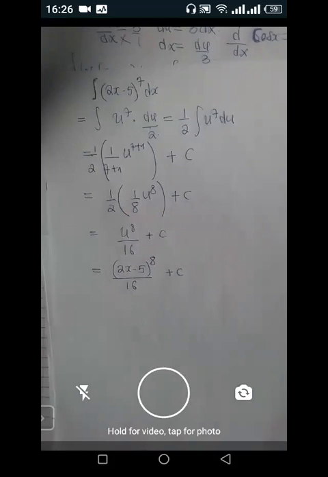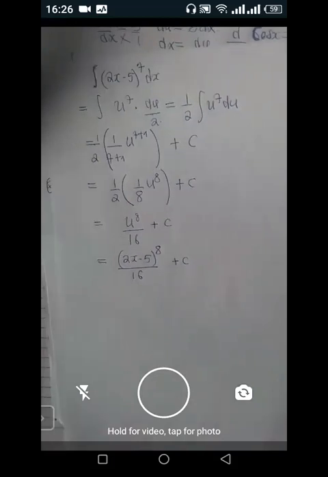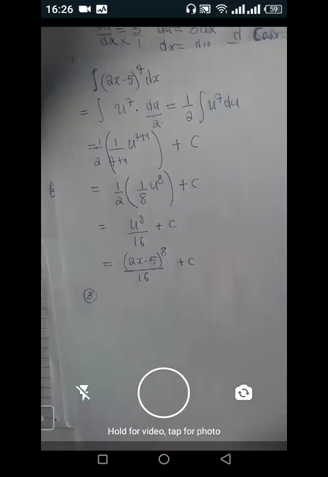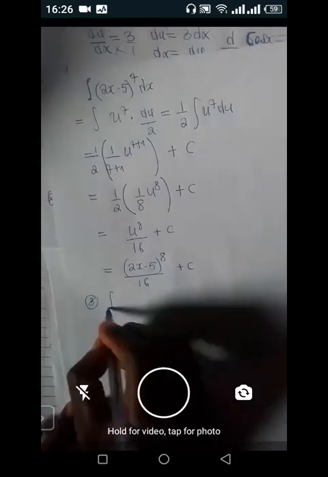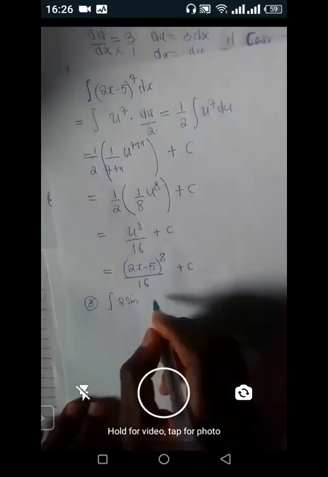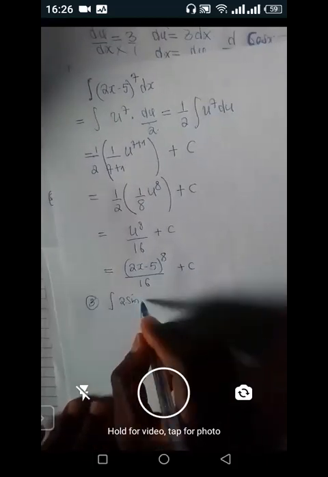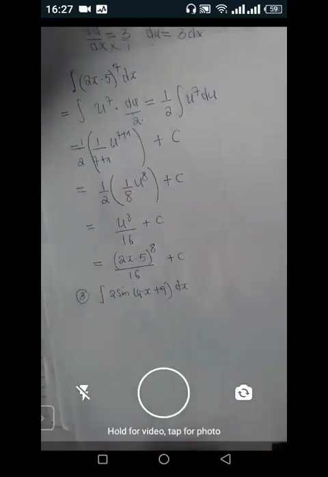Our third problem. Here we were just doing a substitution by, I want to take you guys step by step. So here we're just doing substitution by an algebraic expression. So for 3, we're told to find the integral of 2 sine 4x plus 9 dx.